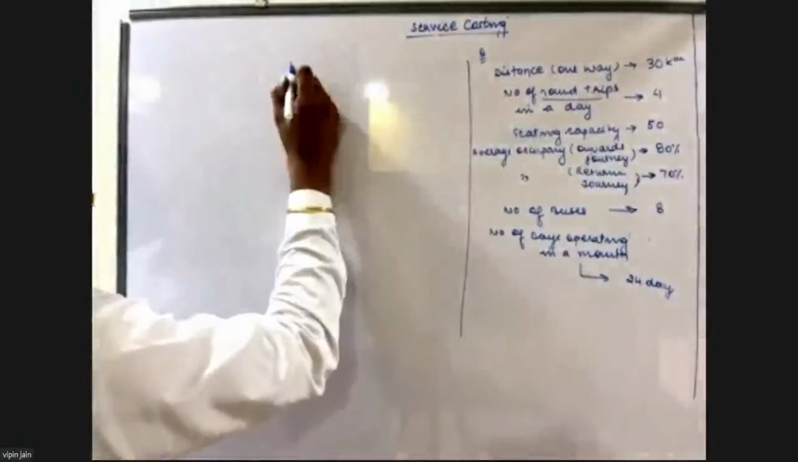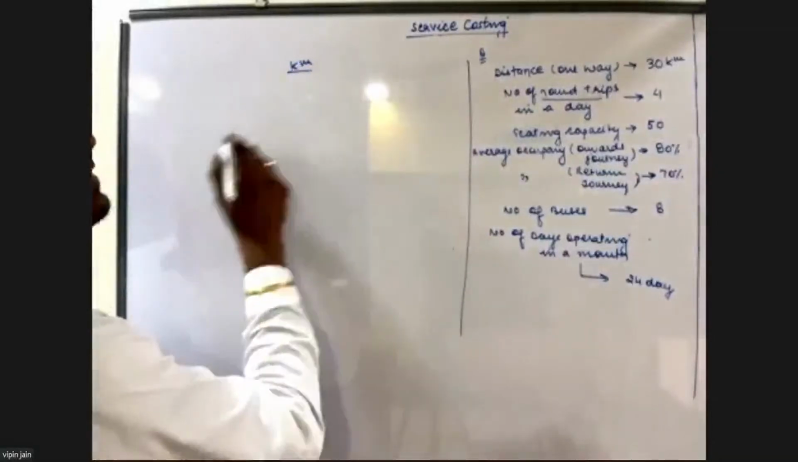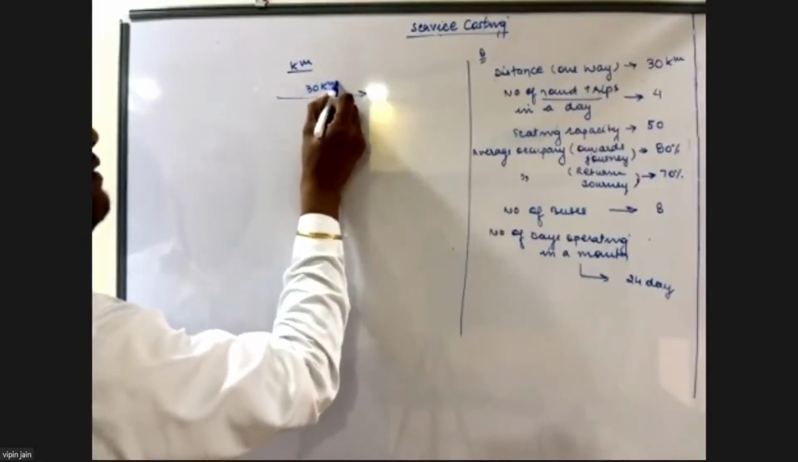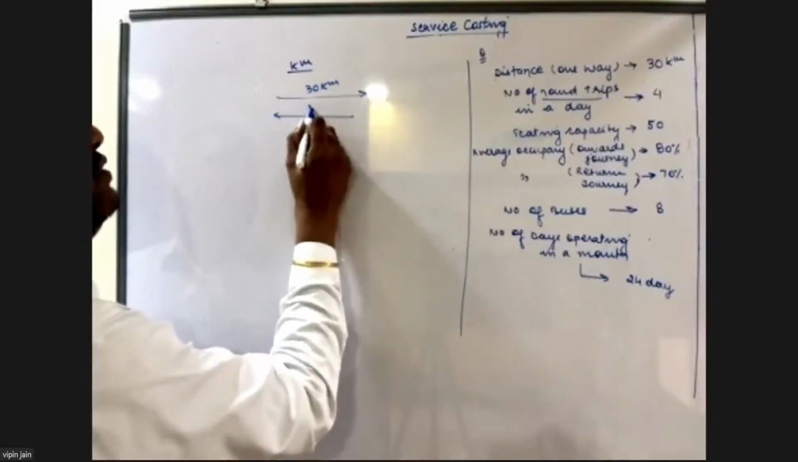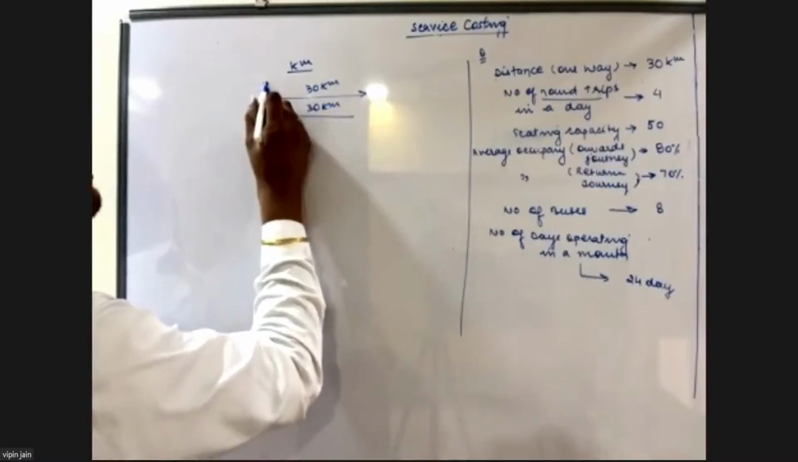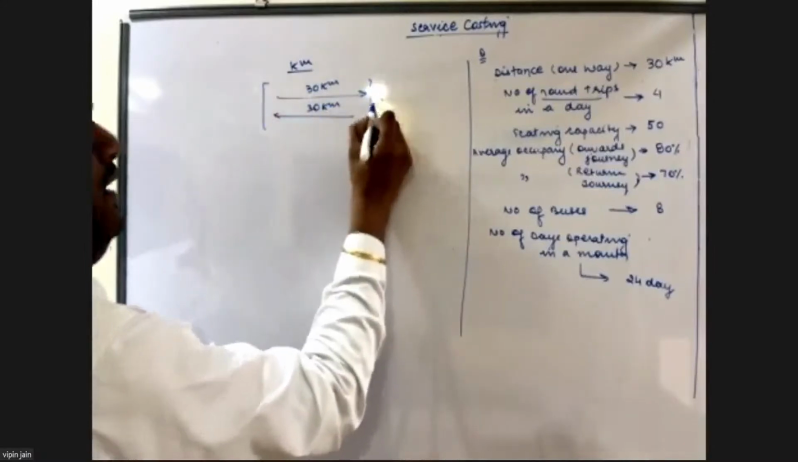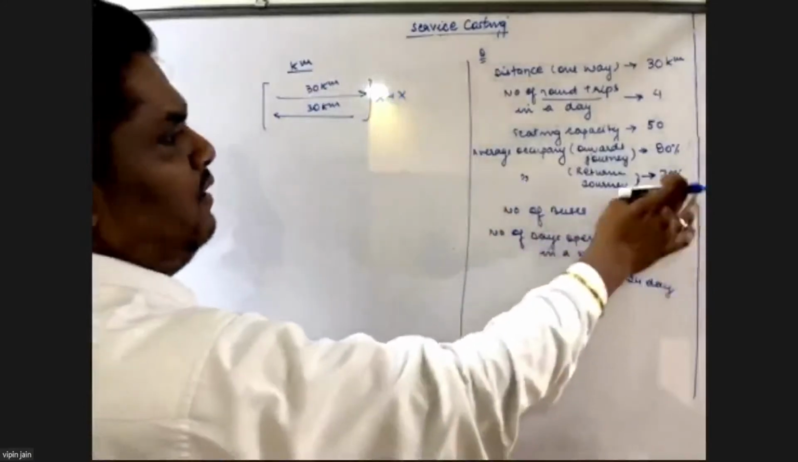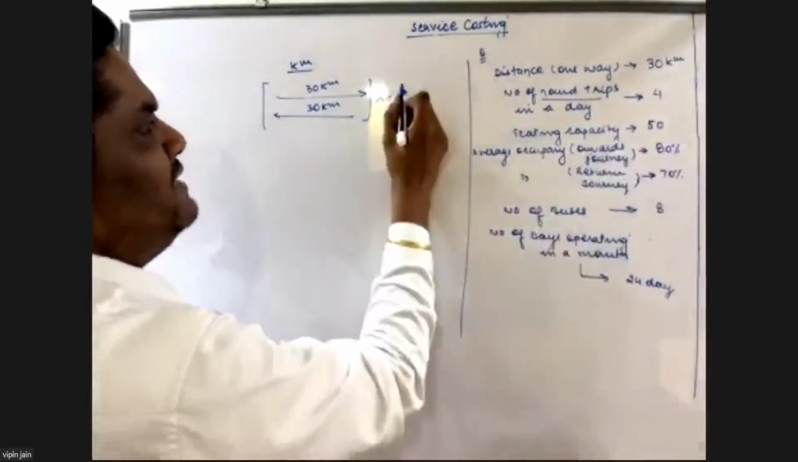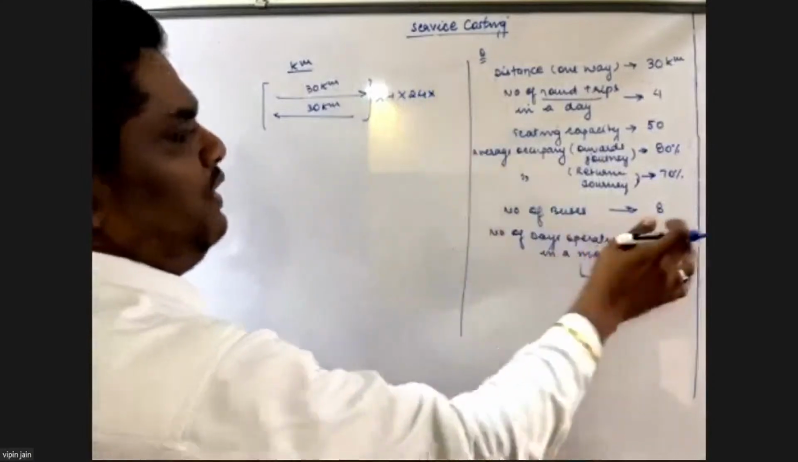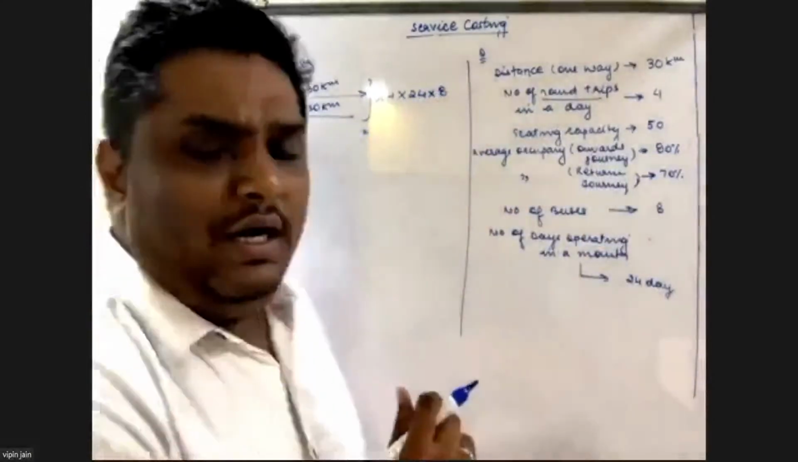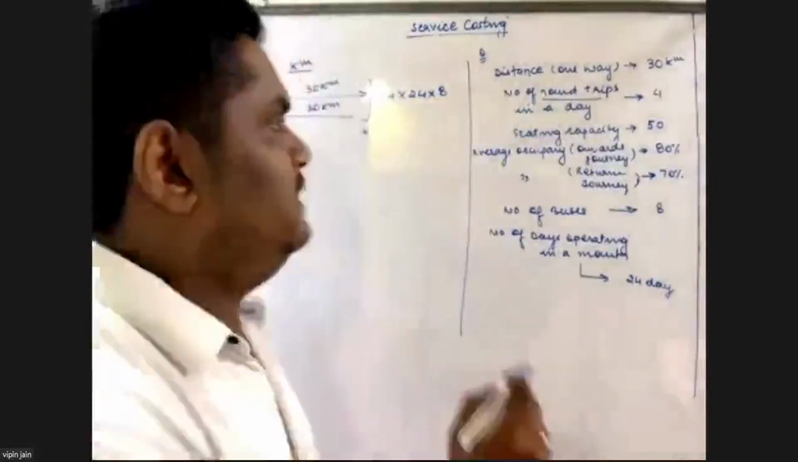When talking about the kilometers, the approach is very simple, wherein the one-way distance is 30 kilometers. So in the return journey also it is 30 kilometers, into how many times in a day, 4 times in a day, 24 days in a month, and the total number of buses is 8. So the total kilometer is 46080.